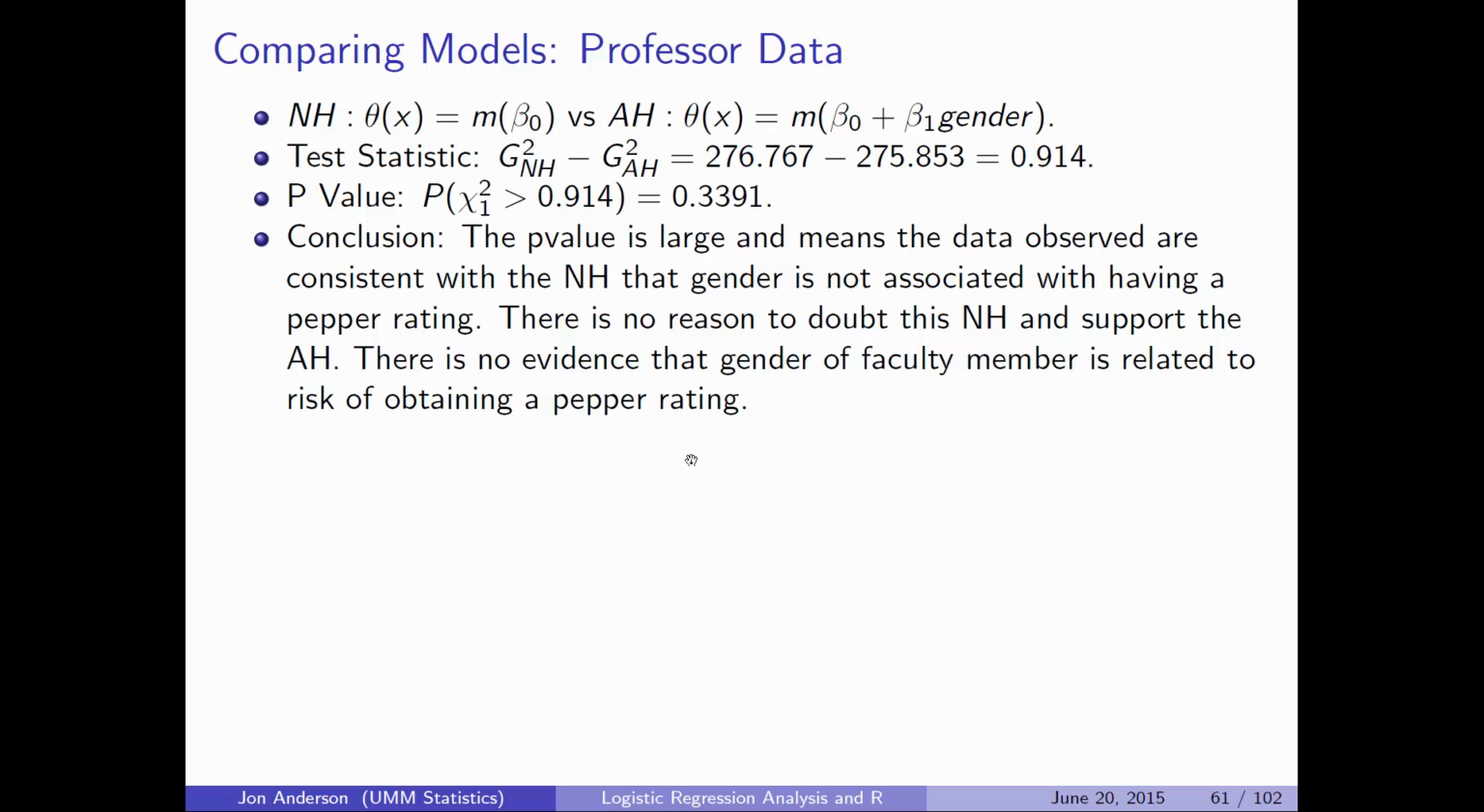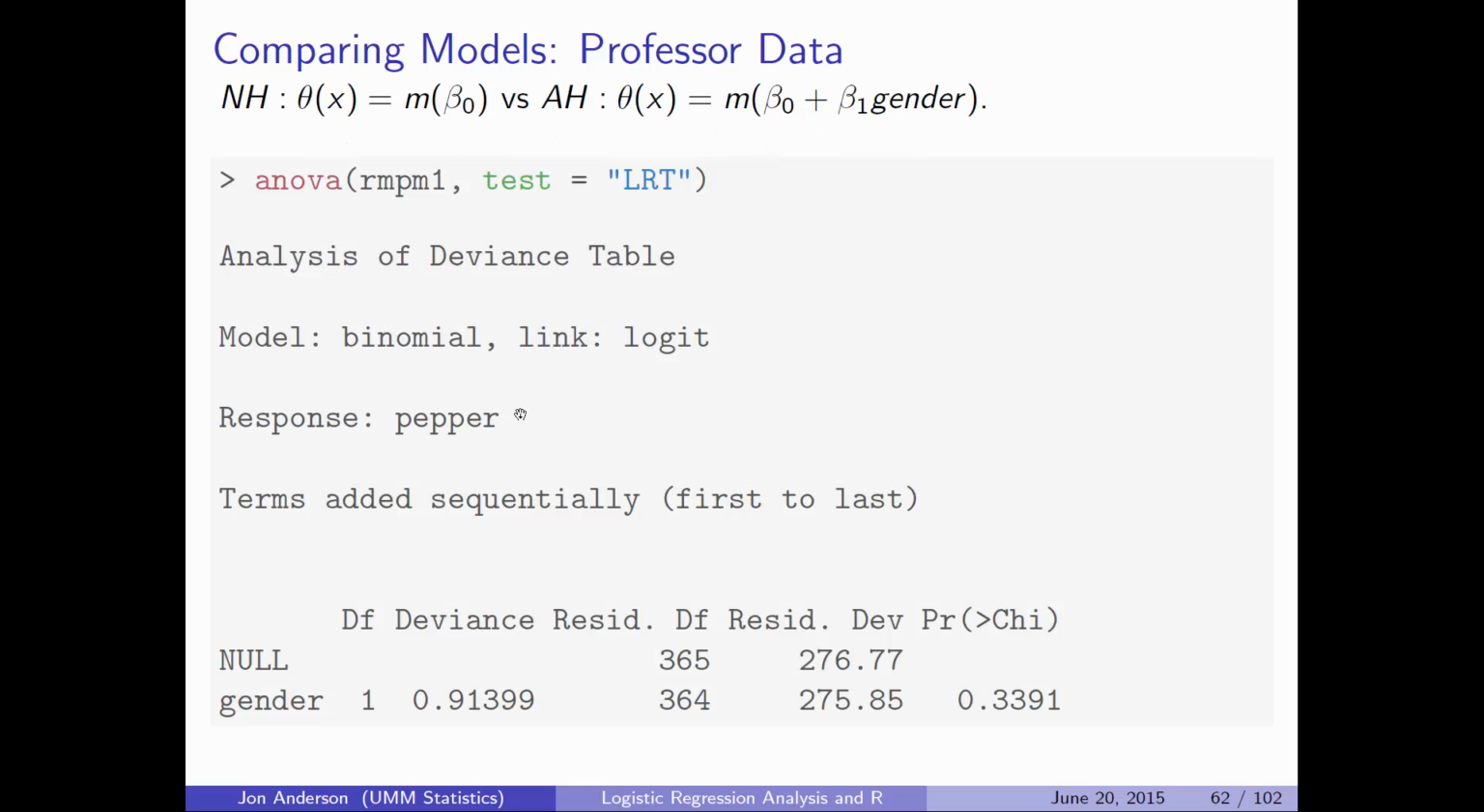And that's how you would go through a test. Our commands for doing this would be to use a little a anova command for your model, specify a likelihood ratio test, and you will see going from a model that only has an intercept to a model which has a gender term in it gives a change in deviance of 0.914. We saw that before. Change in degrees of freedom of 1, and a p-value of 0.3391.